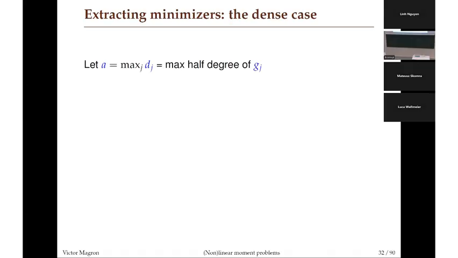So I introduce this notation about the max half degrees of the polynomials defining the constraints. But in your head, just imagine that every constraint has degree 2. Then you divide 2 by 2, it's 1. Then this number is 1. Just for simplicity. Okay?